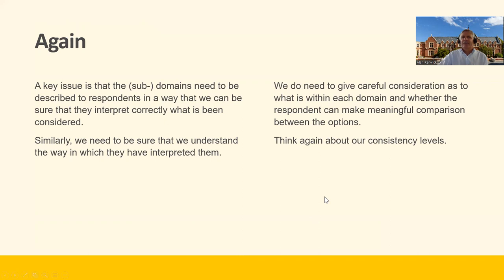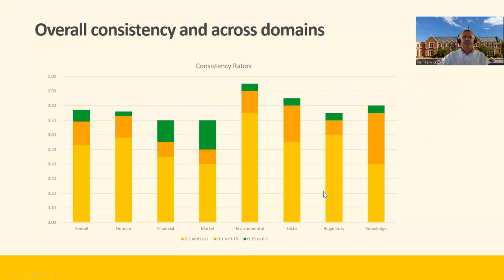And we can think about this again in terms of our consistency levels, our consistency ratios that we found. So, for example, if we look at environmental here, we found perhaps the highest levels of consistency in the decisions that were made within that domain. Farmers were consistently able to indicate that nitrogen leaching, for example, was more important than phosphate, or that phosphate was more important than greenhouse gas emissions, etc. And that's because the criteria were quite tightly defined. You know, it was nitrogen, phosphate, etc. And farmers, land managers, were able to trade that off.